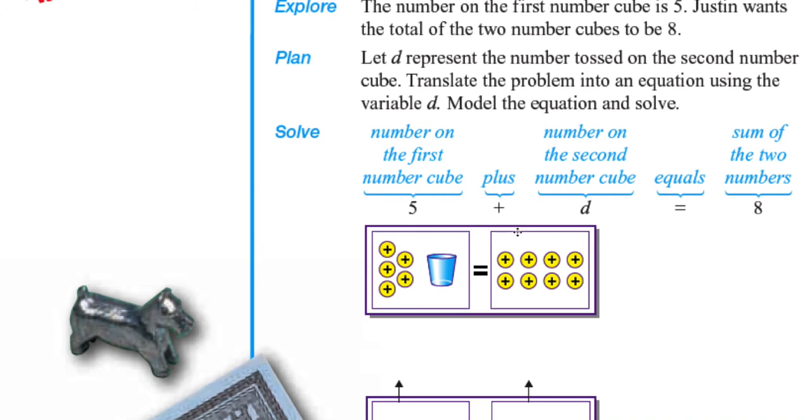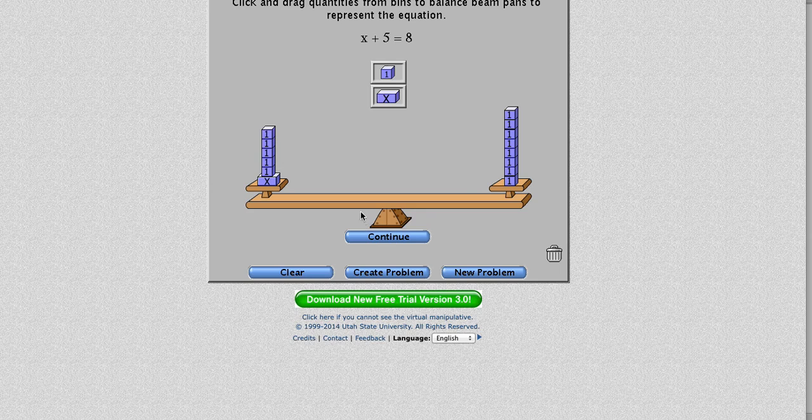Before we solve this type of equation, you need to understand that an equation is like a balance scale, so it does not tip over. This is our entire equation. It's balanced. What's on the left side balances what's on the right side. Very similar to this one right here. So this is your x plus 5 equals 8.